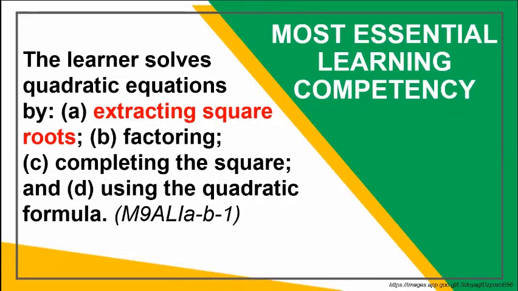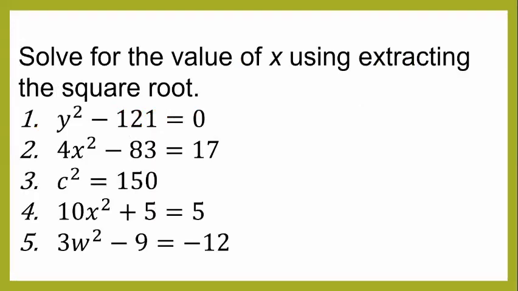Now, for your task. Solve for the values of x using extracting the square root. Number 1. y squared minus 121 equals 0. Number 2. 4x squared minus 83 equals 17. Number 3. c squared equals 150. Number 4. 10x squared plus 5 equals 5. Number 5. 3w squared minus 9 equals negative 12.